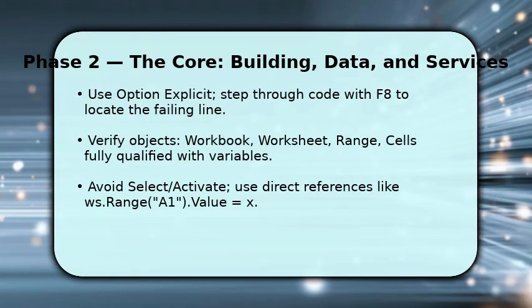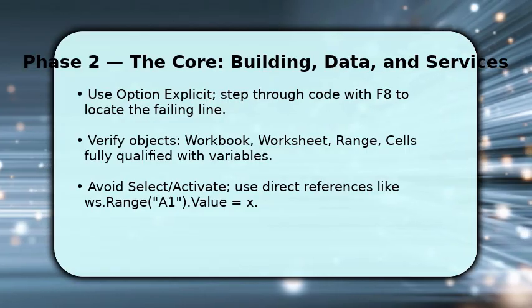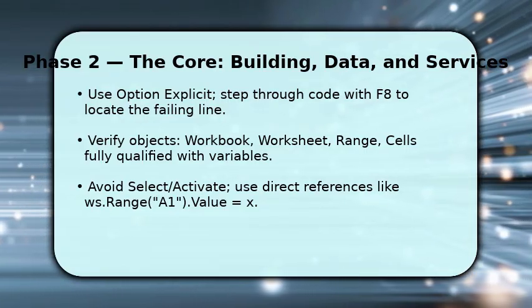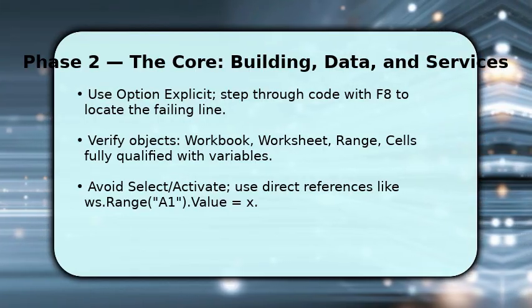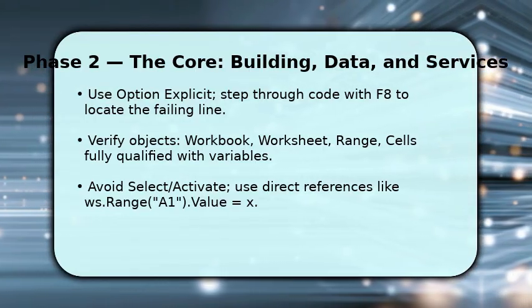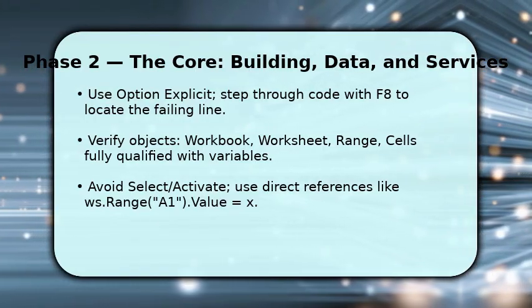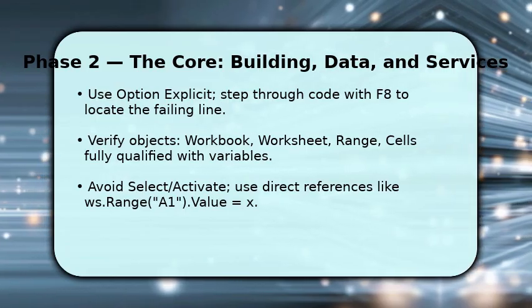Now you trace the code to the exact failing statement. Press F8 and watch variable values and object states. Make sure you declare variables with Option Explicit so type errors appear early. Once you find the line, confirm the workbook and worksheet objects are set and qualified.